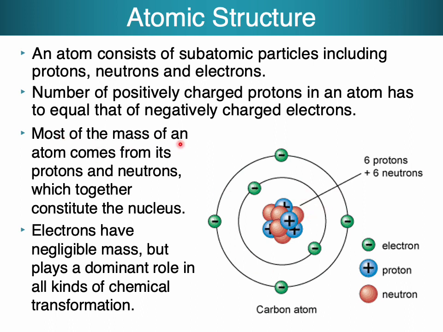So most of the mass of an atom actually comes from its protons and neutrons, which together constitute what we call the nucleus of an atom, whereas electrons have negligible mass, but they play very important roles in all kinds of chemical transformation.